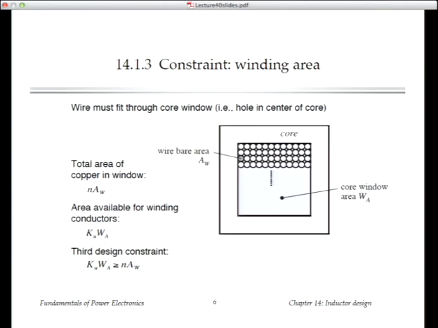Okay. So our third constraint is this then. Fill factor times the window area has to be greater than the number of turns times the area of the wire in order to get the wire to fit inside the core window. Okay, this is another equation, but it has more unknowns again. We have the area of the wire and the window area are unknowns.